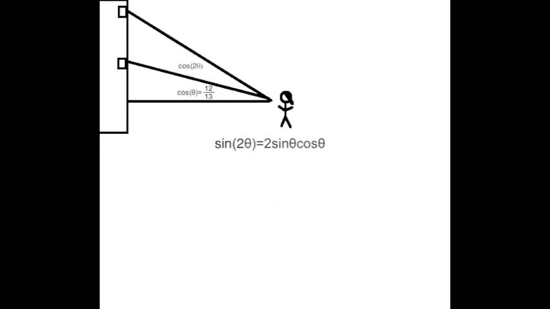Now let's take a look at our double angle formula for sine. Sine of 2 theta equals 2 sine theta cosine theta. To find the sine of our angle measure theta, we need to figure out the side measures of the triangle. Let's construct a right triangle using what information we know.